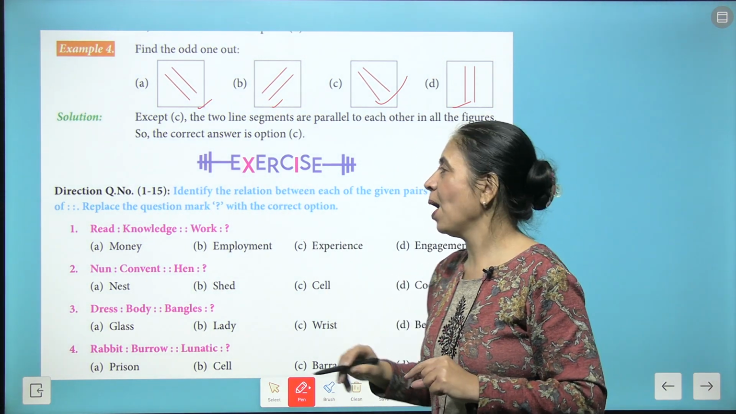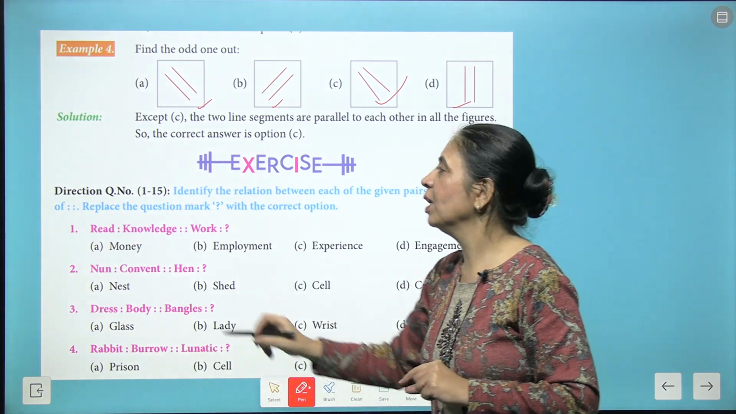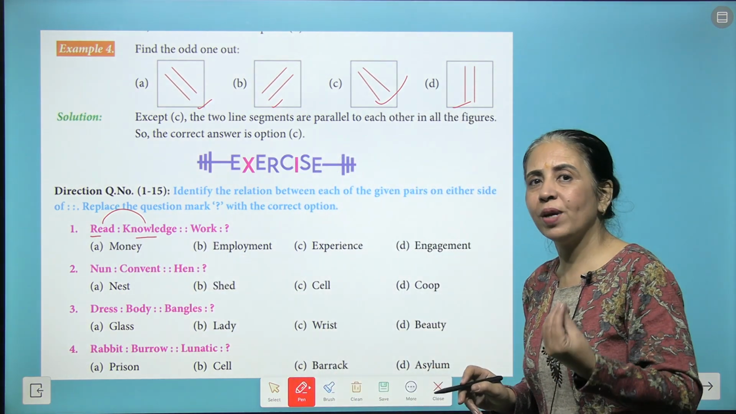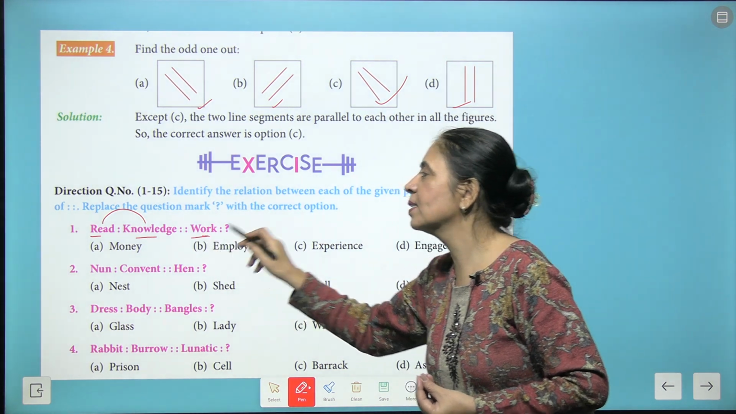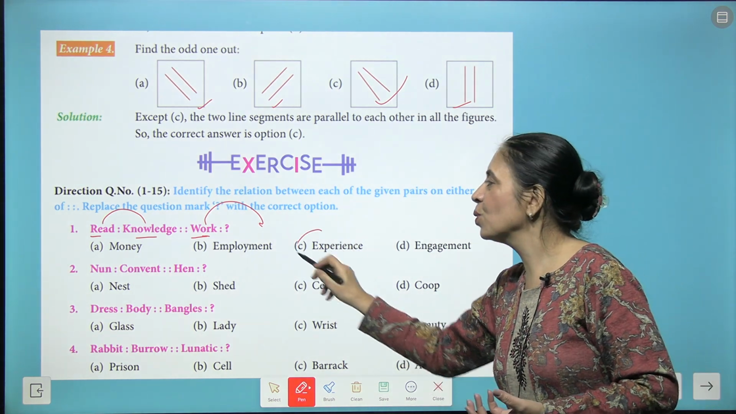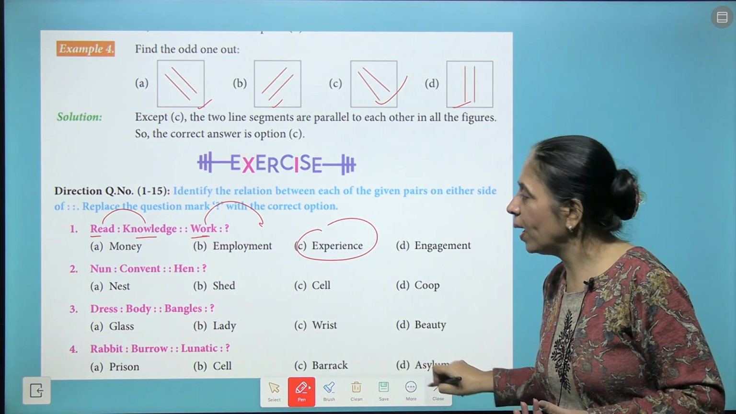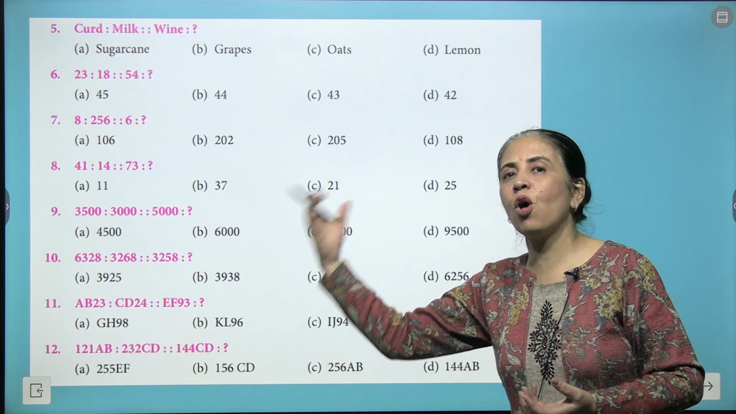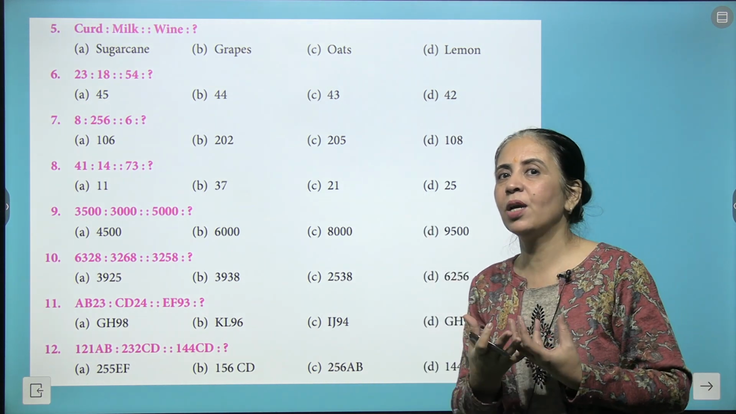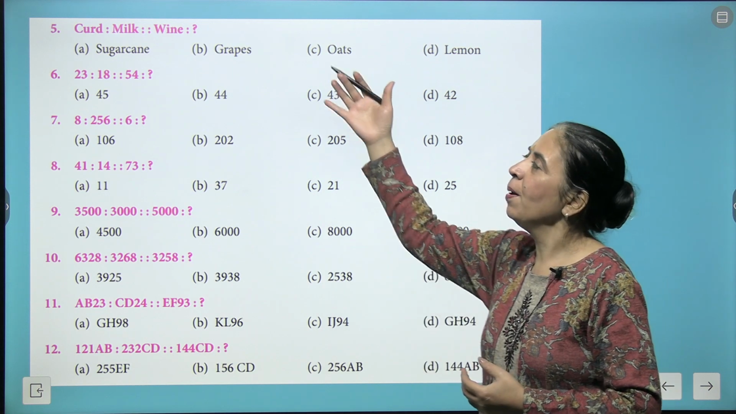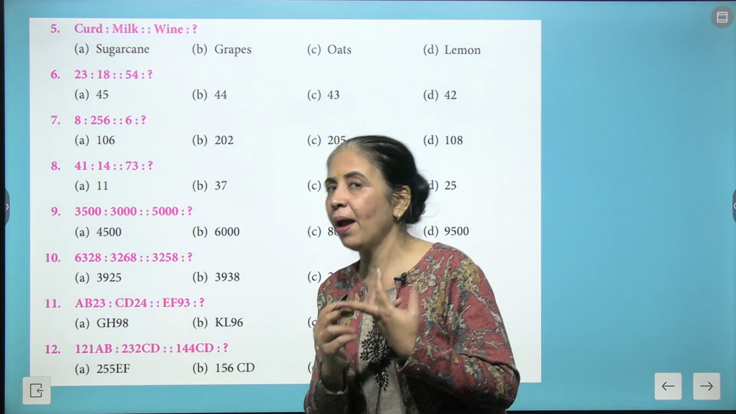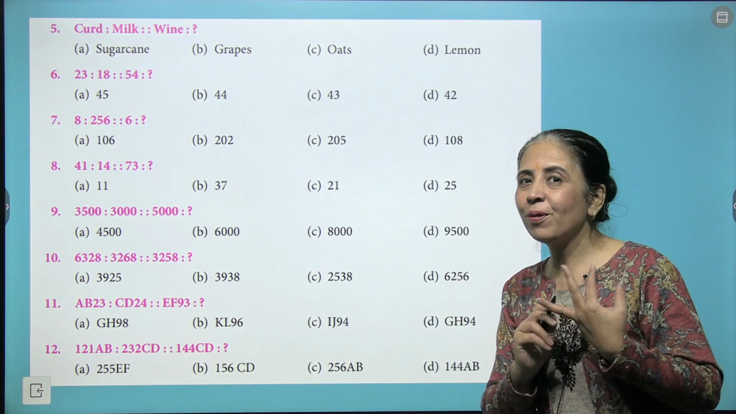Coming to the exercise now, we have a few questions where we need to make the relationship. Reading is to knowledge. If you read something, your knowledge increases, and if you work, your experience increases, isn't it? So C becomes your right answer. In this way, you'll find questions coming from different areas, different streams, and it's going to take you to all-round development, because it is going to make you brighter, more intelligent, more sharp, and obviously it's going to improve your memory as well.